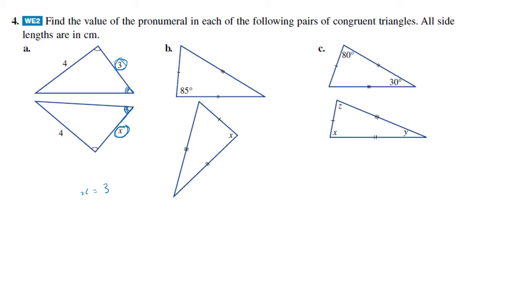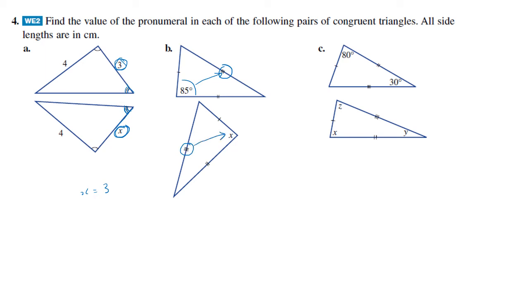Okay, question B. Right. If we have a look at this angle here, 85, and we identify which side it's opposite, it's opposite the side with the 3 notches. So we go to our second triangle. Here's the side with the 3 notches on it.